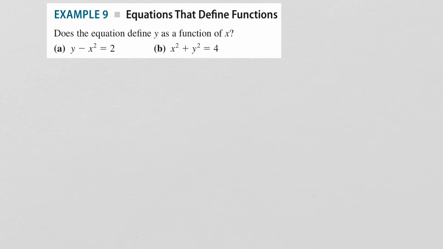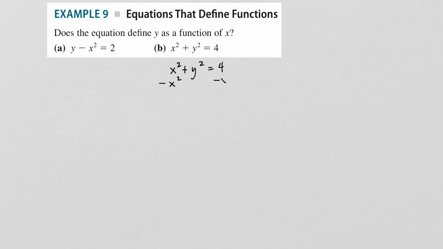Now, how about the second equation? x squared plus y squared is equal to 4. So for this one, I want to do the same thing. I'm going to solve for y. So first, I'm going to subtract x squared from both sides, which gives us y squared equals 4 minus x squared. And then to solve for y, I have to take the square root of both sides. This is going to give us y equals plus or minus the square root of 4 minus x squared.